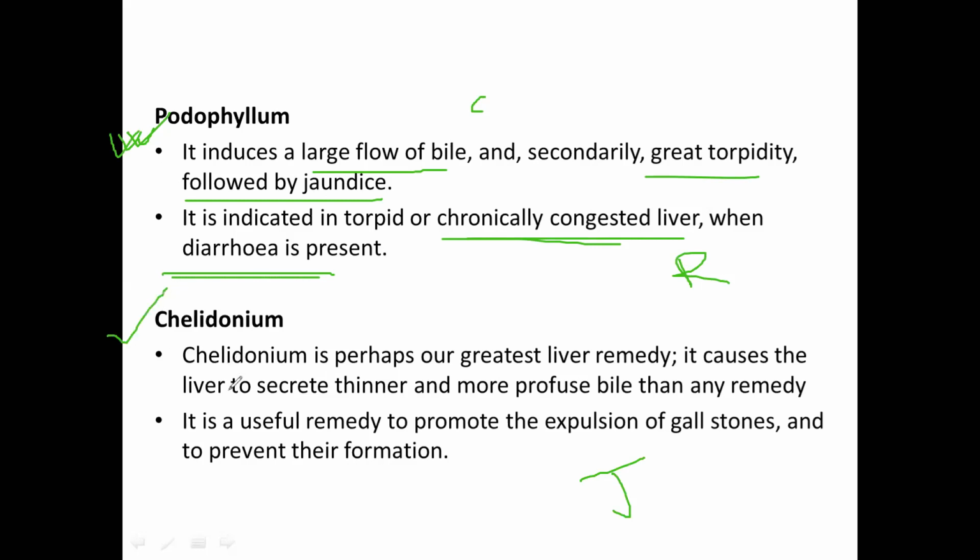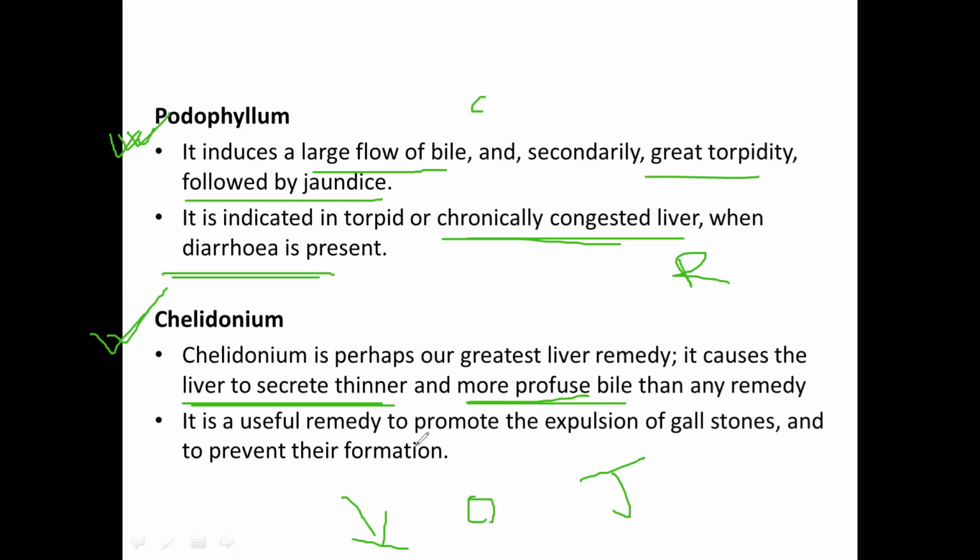Then the next one is chelidonium, which is perhaps the greatest liver remedy. It causes the liver to secrete thinner and more profuse bile than any remedy. So again, you can think of chelidonium when a patient has obstructive jaundice, or you can say when the conjugation is decreased in the liver. So in that case, you can think of chelidonium.